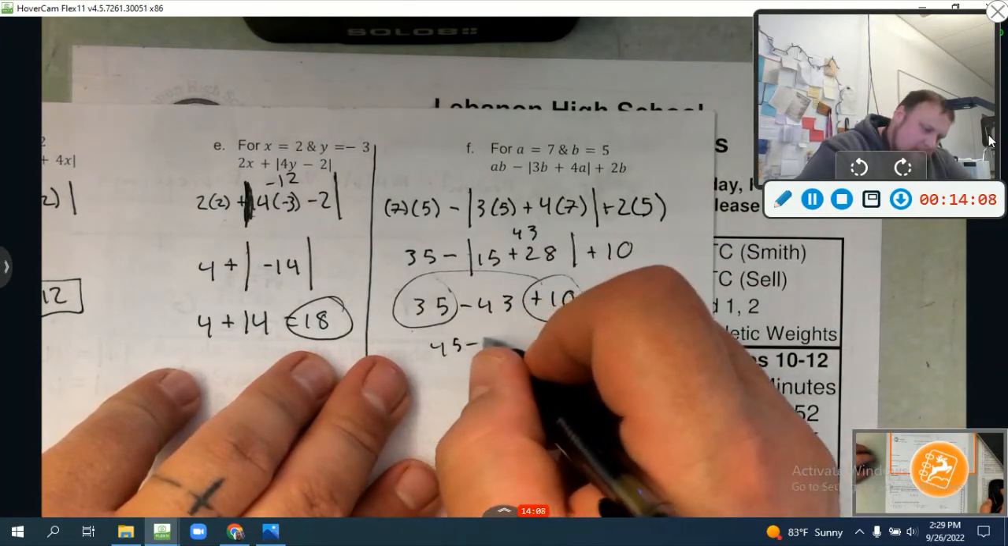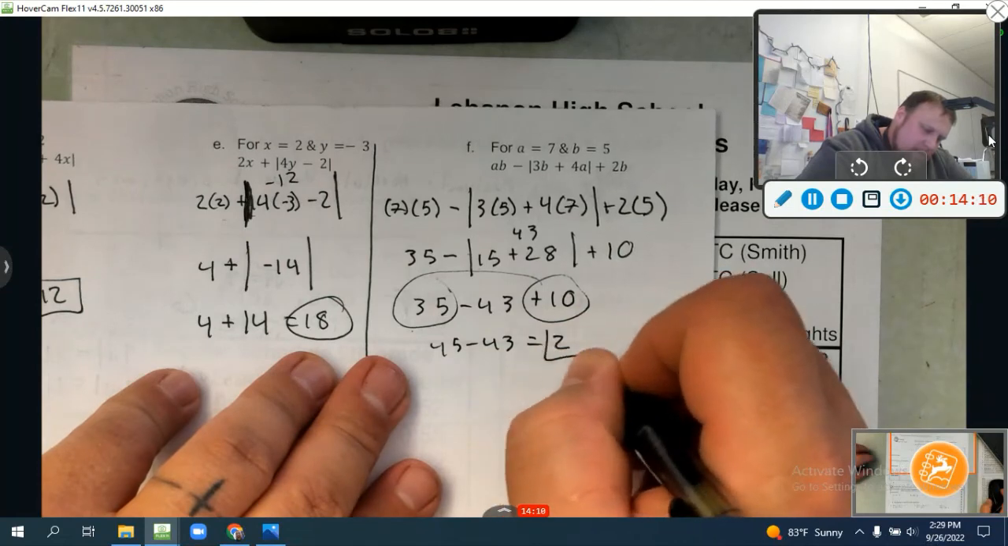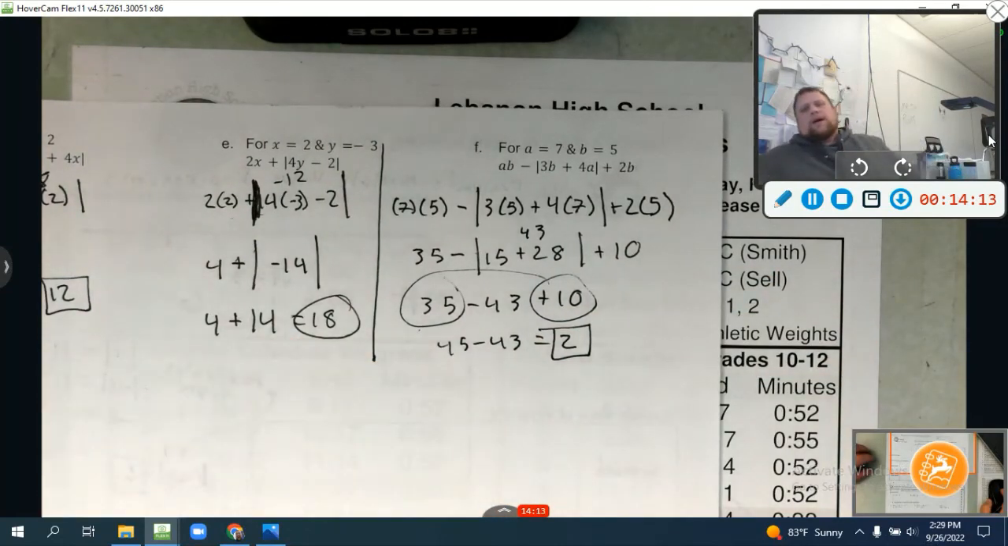Boom. All right, that's it. That's the math lesson. With that said, let's get into these absolute value signs and crush it.